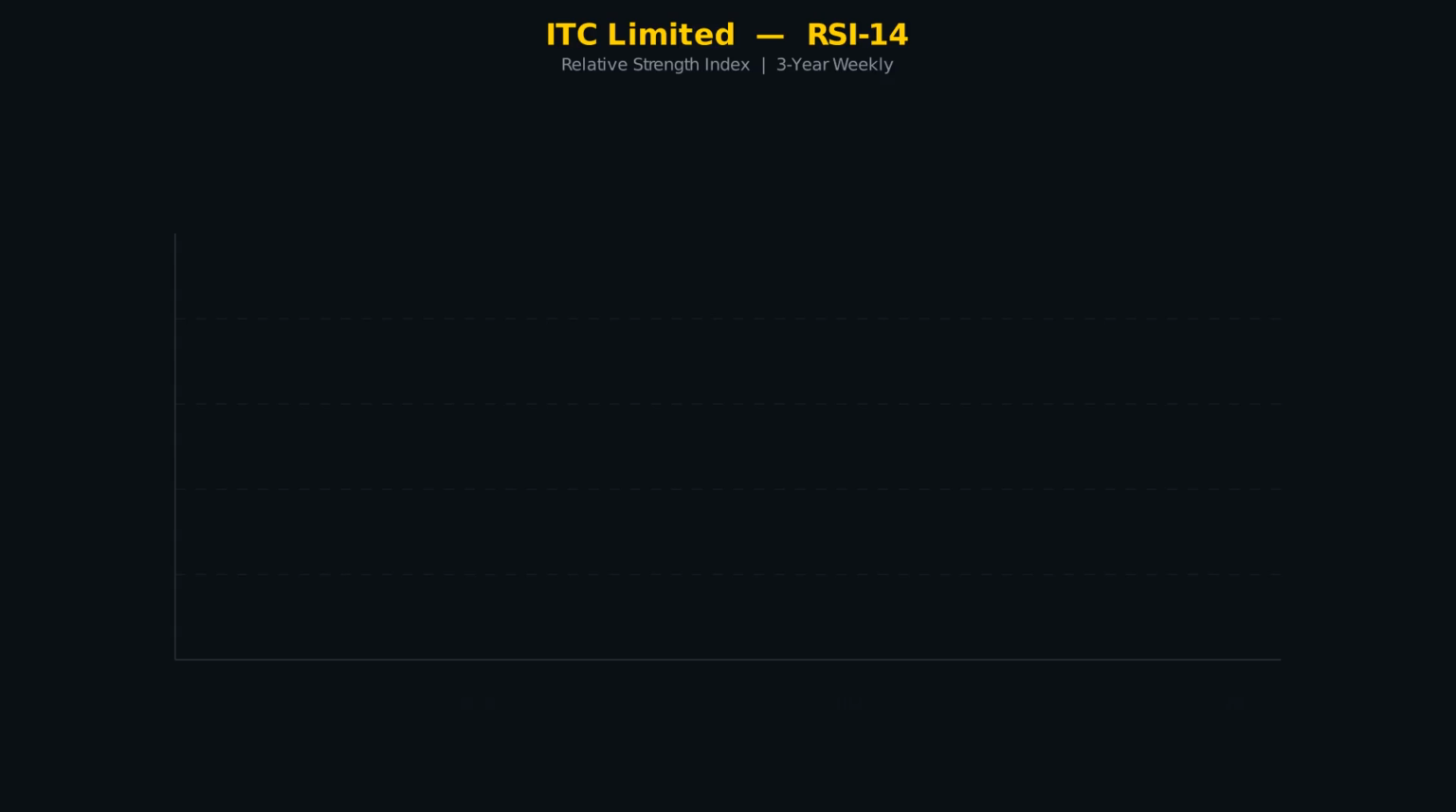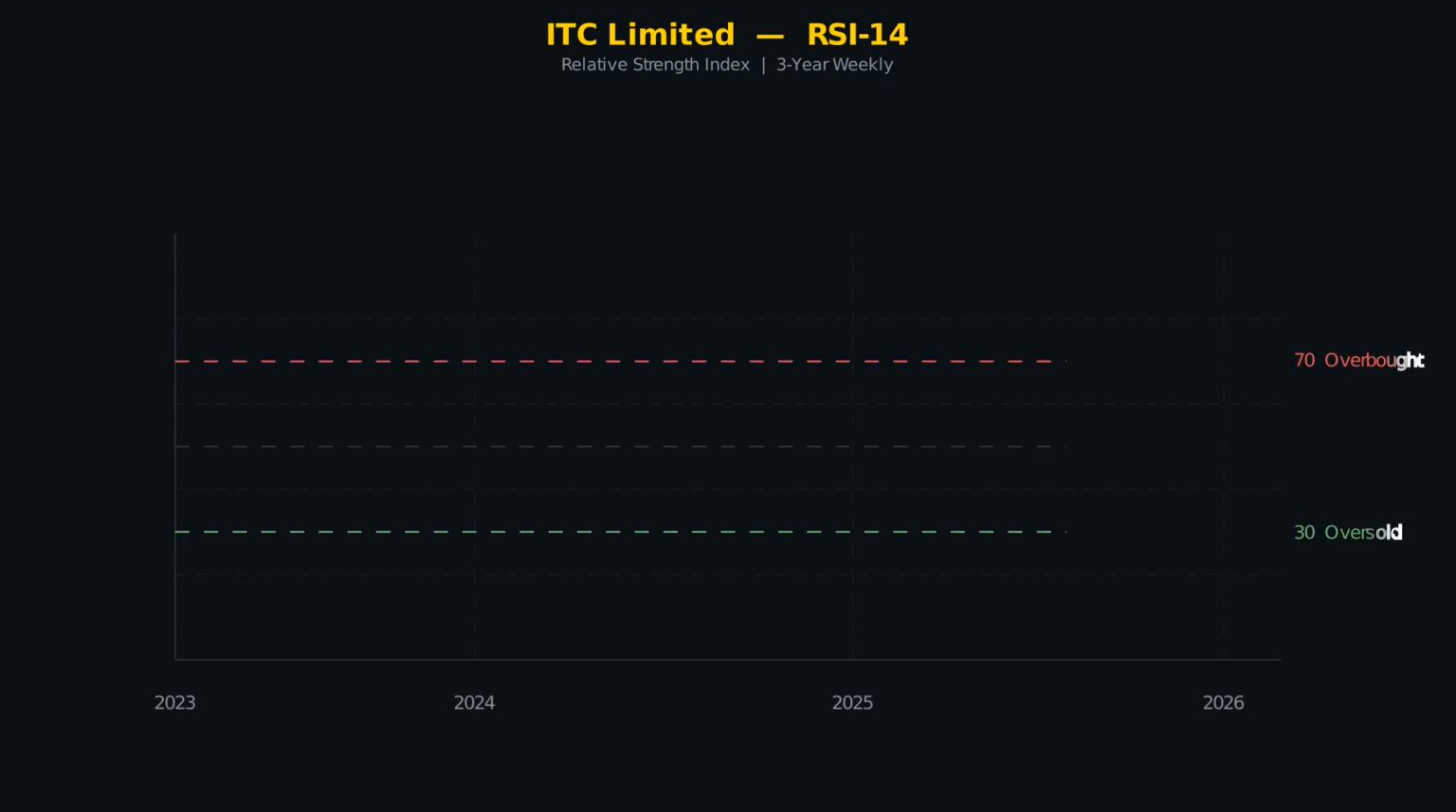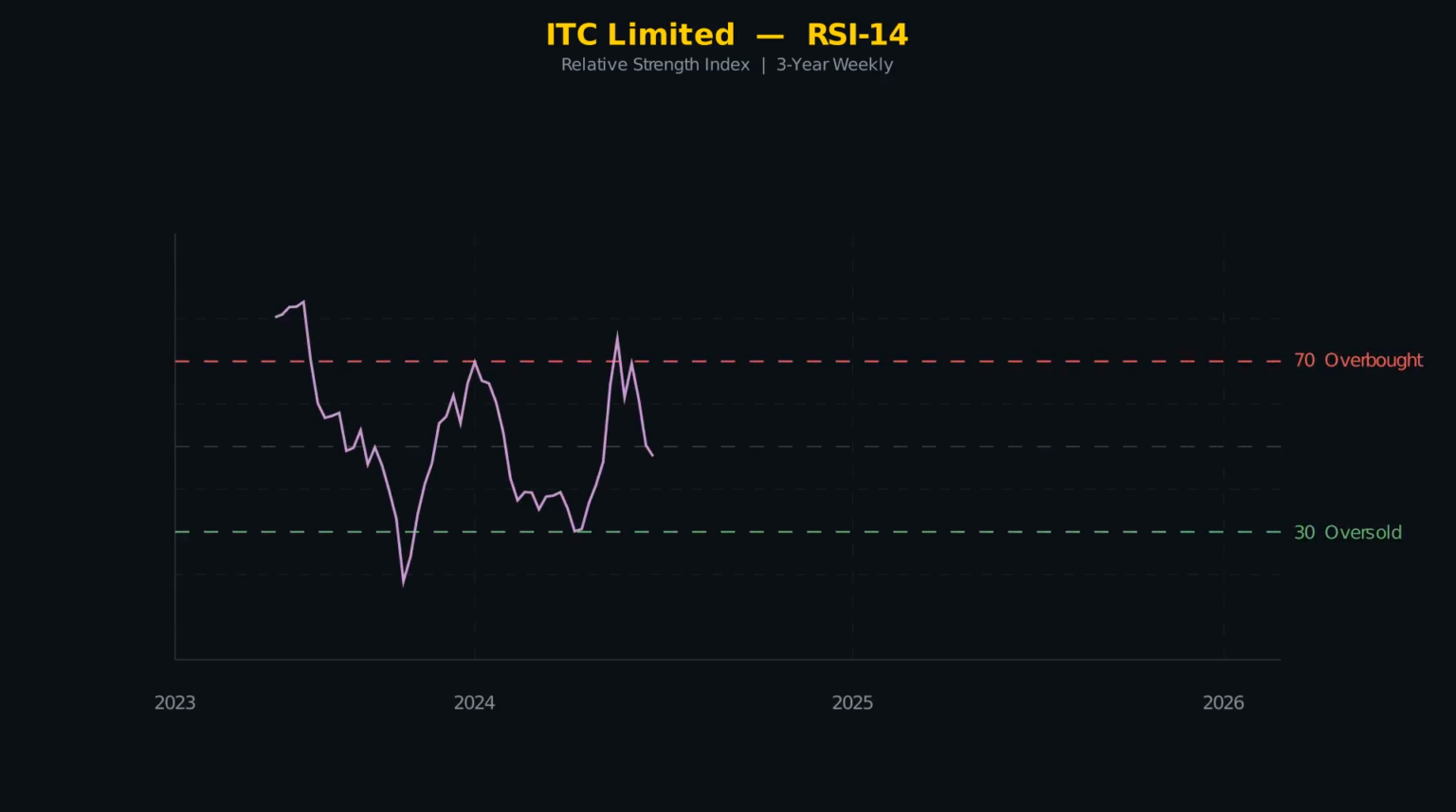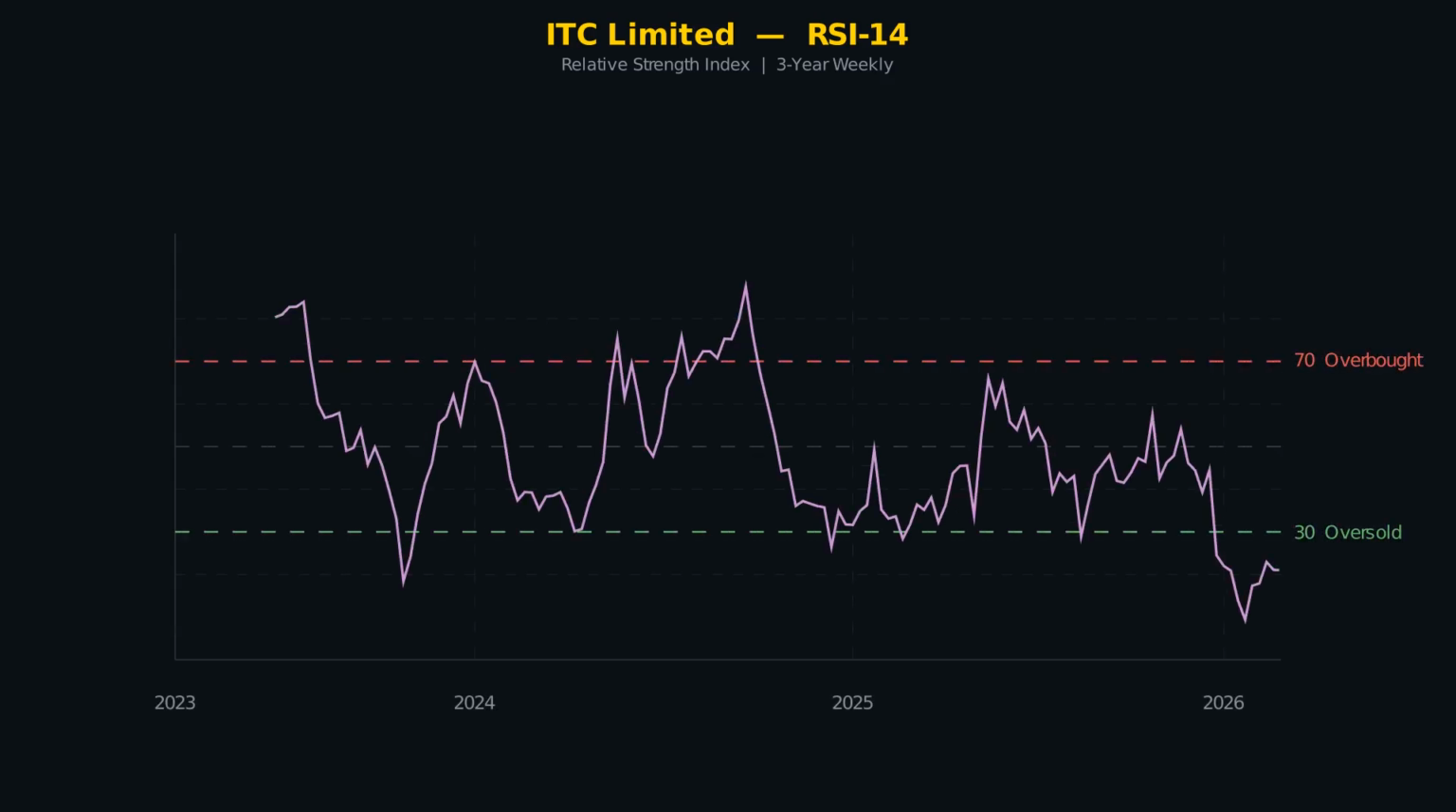Here is the RSI chart for ITC Limited over 3 years. The red dashed line at 70 marks overbought. The green dashed line at 30 marks oversold. The current RSI reading is 21. A bounce may be ahead. Oversold conditions often attract buyers.